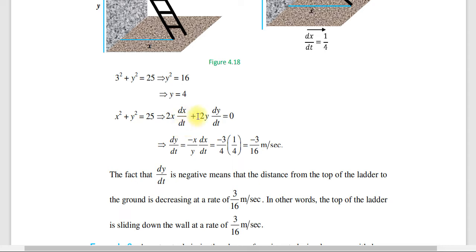2x dx by dt plus 2y dy by dt is equal to 0 ብለን እንሄዳለን። ያ ማለት x with respect to time, y with respect to time derivative እናደርጋለን። 25 ደርቢ ሲደረግ 0 ነው፣ ኮንስታንት ስለሆነ። x ስኩዌር 2x ይመጣል፣ y ስኩዌር 2y ይሆናል። ኦኬ፣ ስለዚህ dy by dt, which is equal to minus x over y dx by dt.